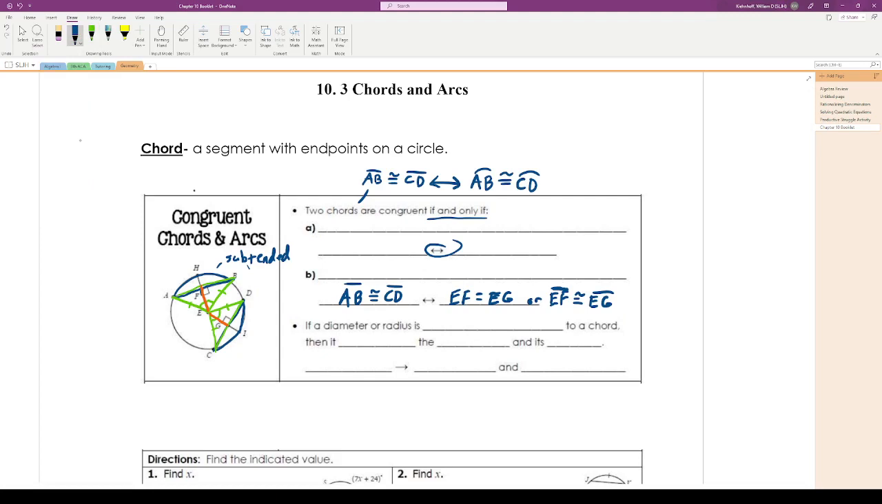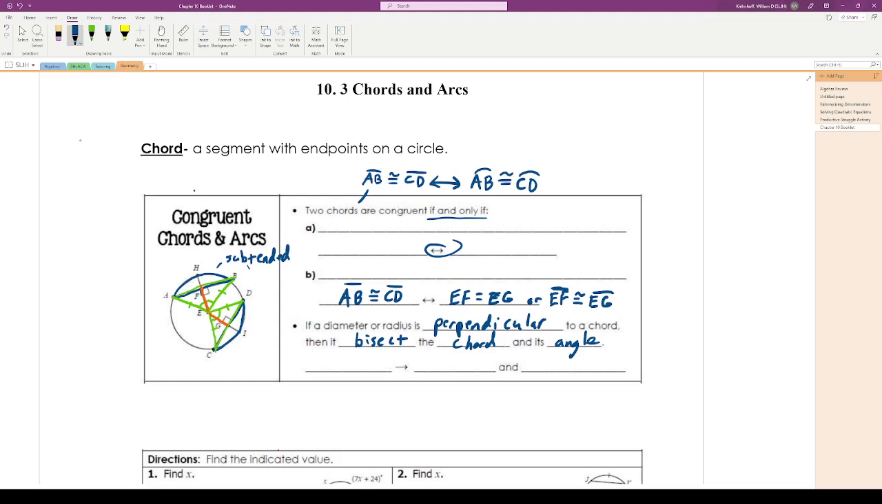So what is this one? If a diameter or radius is perpendicular to a chord, as the ones drawn here are, then they always bisect the chord and the angle. I don't know which of those is supposed to go in the first blank, but whatever.